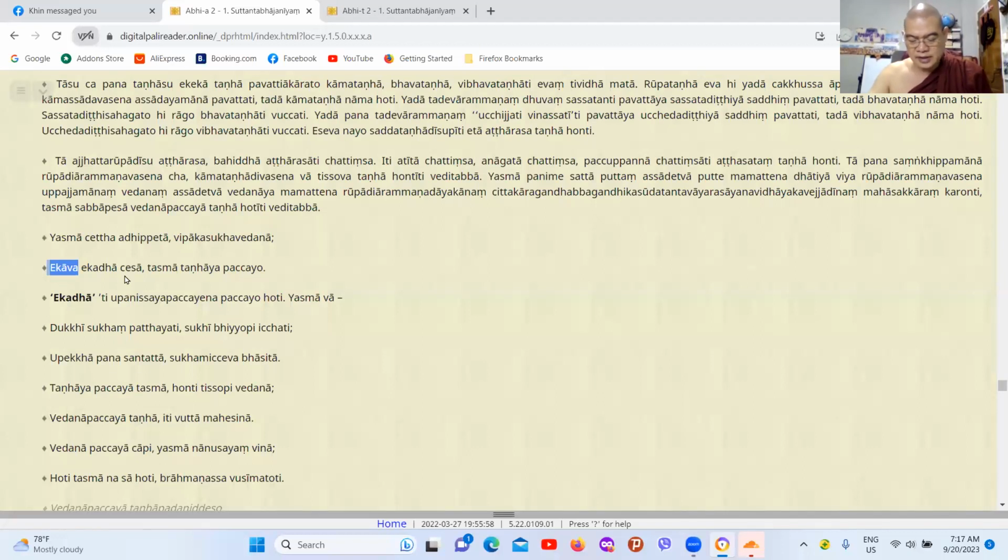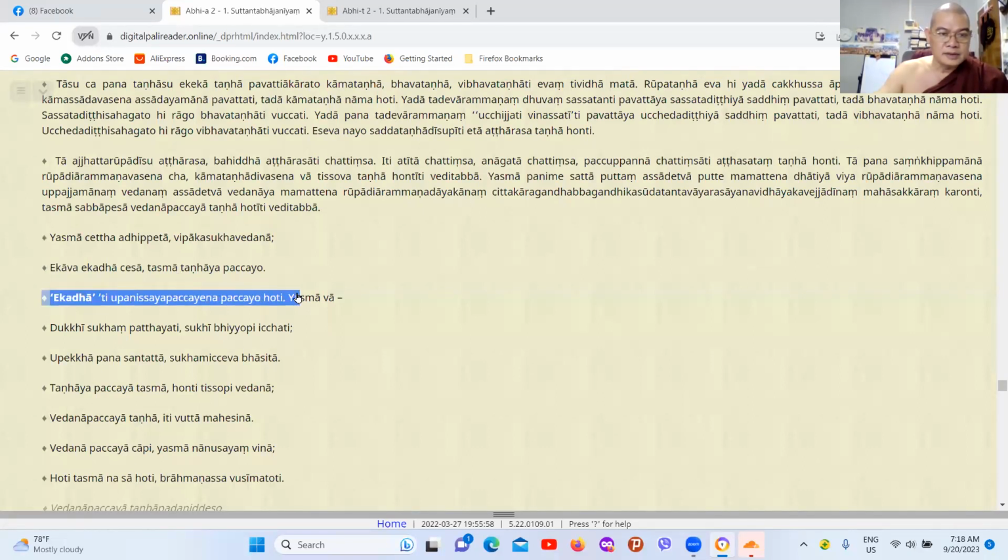Tasma, this one, tanaya pacho. Tasma should come first. So, yasma sita adibhida vipaka sukha vedana. Tasma, this one. Ekawa isa, this single vedana, ekadhava, by only one way, tanaya pacho, the condition for the tana. Ekadhava, here, what is ekadhava?